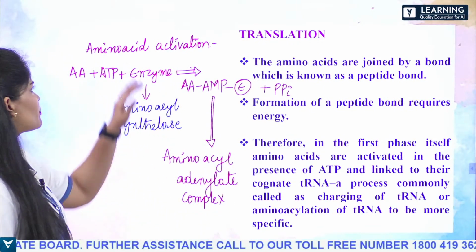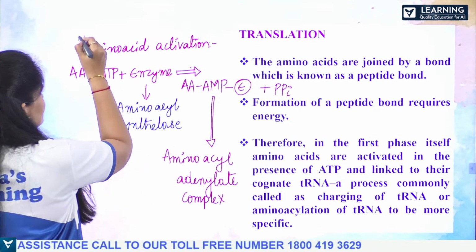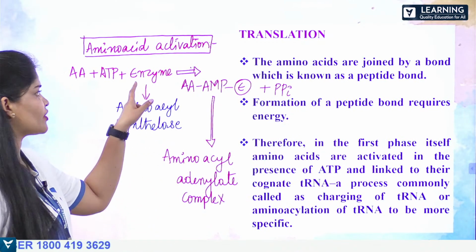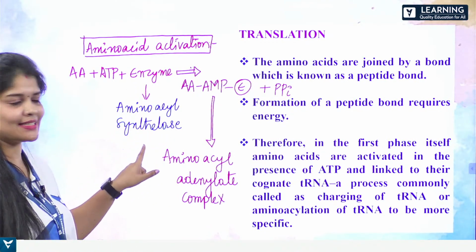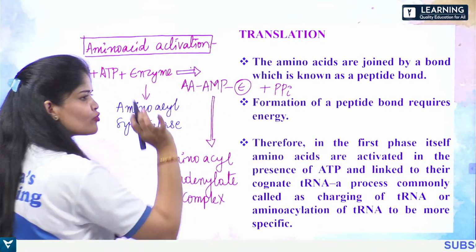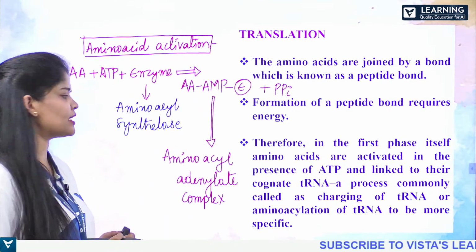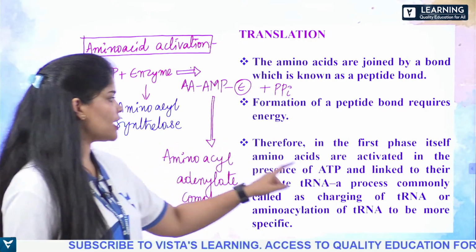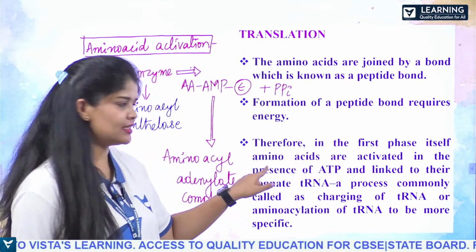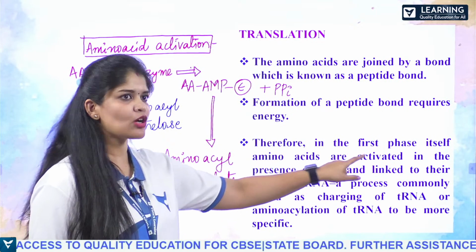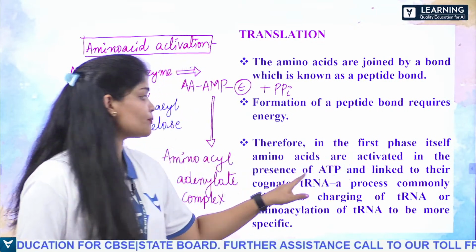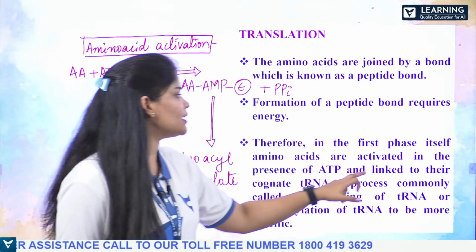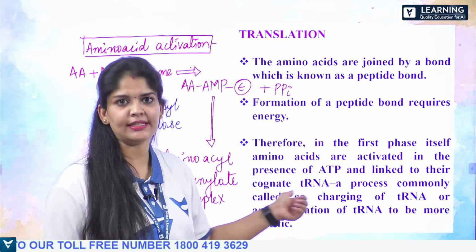See, this is all about the activation of amino acid in the presence of ATP as an energy, in the presence of an enzyme, and that enzyme is amino acyl synthetase. Amino acyl synthetase will form a complex, and that complex is called the amino acyl adenylate complex. Right? Now it has to associate. See, once the activation is done, we are here. The first phase itself: amino acids are activated in the presence of ATP and linked to their respective cognate tRNA.